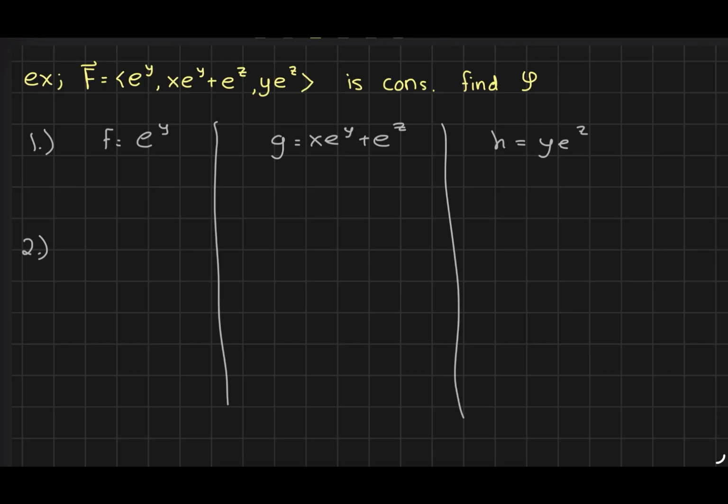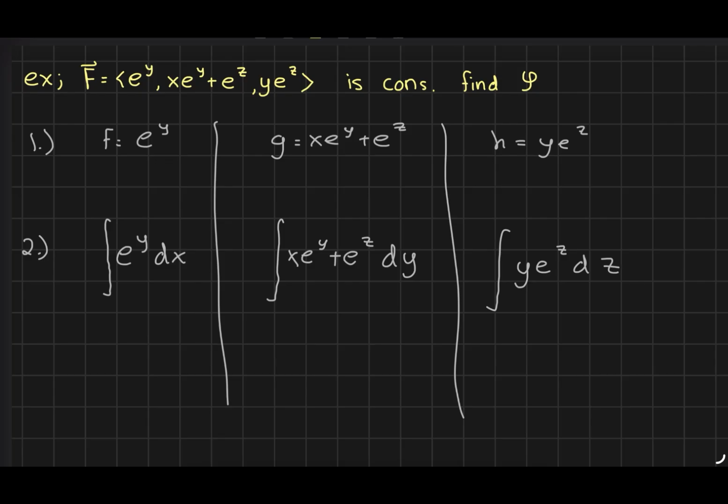Second step here, we're going to be integrating with respect to each of our individual components. Our x component is going to be e to the y dx. This is going to be x e to the y plus e to the z dy. And this is going to be y e to the z dz.